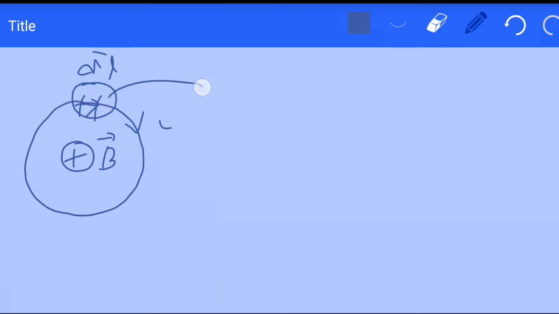Now let us zoom this part. This is the element of length dl. Now this element is subtending an angle 2 theta at the center. So this is 2 theta. This is the center point, the center of the circular loop, O.